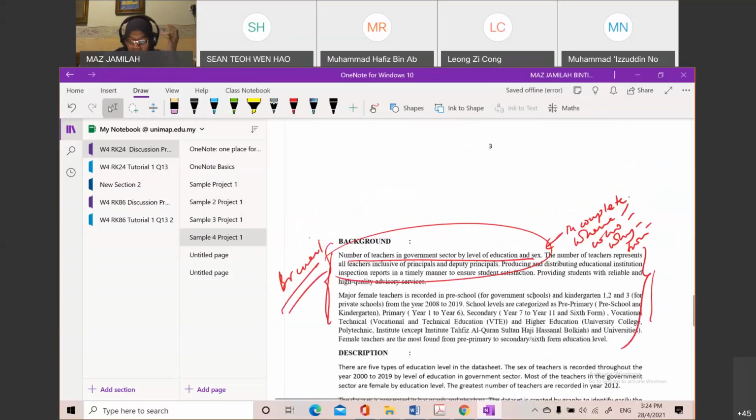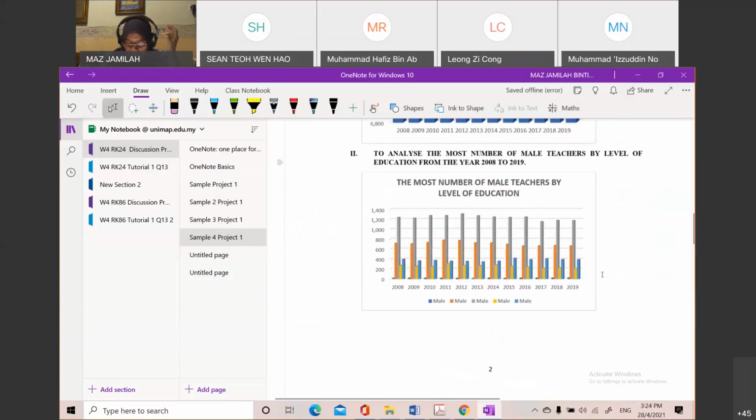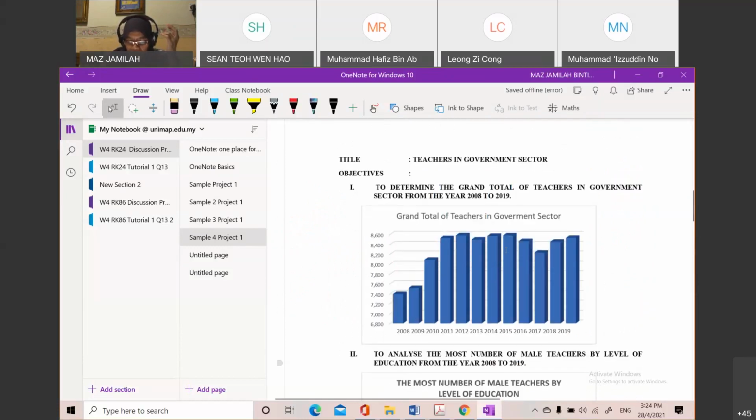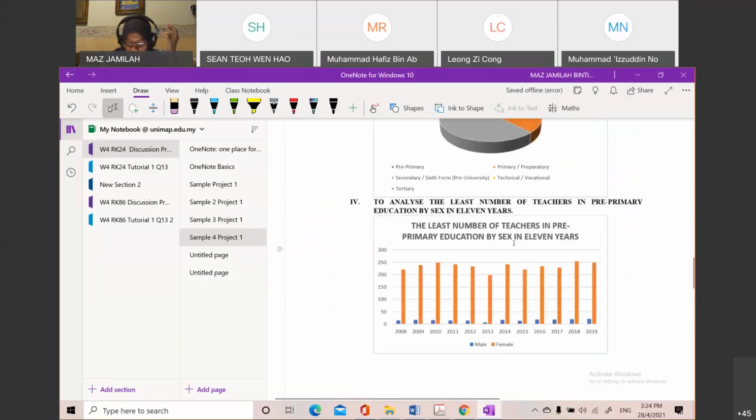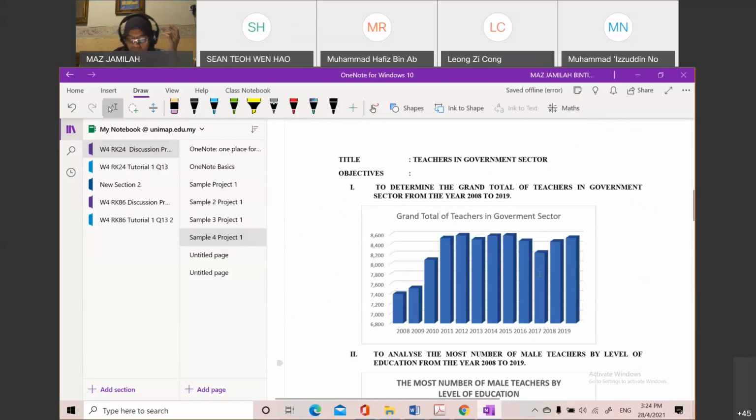So this team has come up with different suggestions. But it turned out that the first objective, the second objective and the fourth objective are almost the same. There is no numerical analysis; numerical is what we call data presentation.